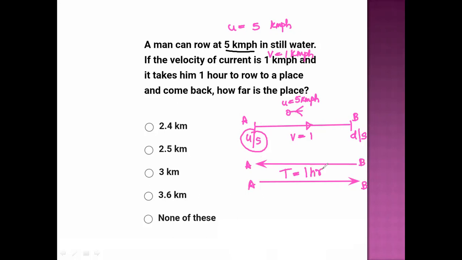Then how far is the place? They are asking the distance between those two points, A and B. What is D here? It is the distance between A and B. This is the question. U is equal to 5 kilometers in the still water, because u always indicates the still water. In the still water, he can row at 5.